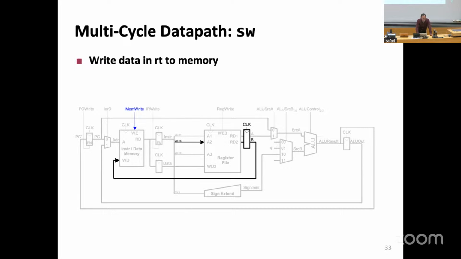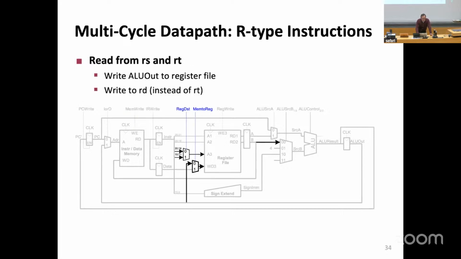So this was store word. R-type changes the pipeline a little bit. Again, I will not go through the entire thing because otherwise it will take forever. But basically, you need to read from both registers, RS and RT. And also you need to write to RD, the destination register. So what does an R-type instruction do?